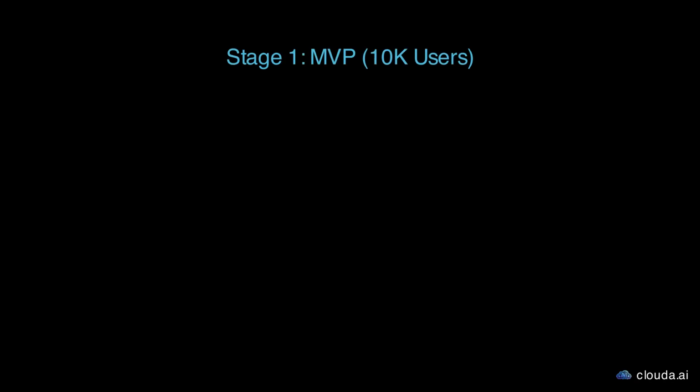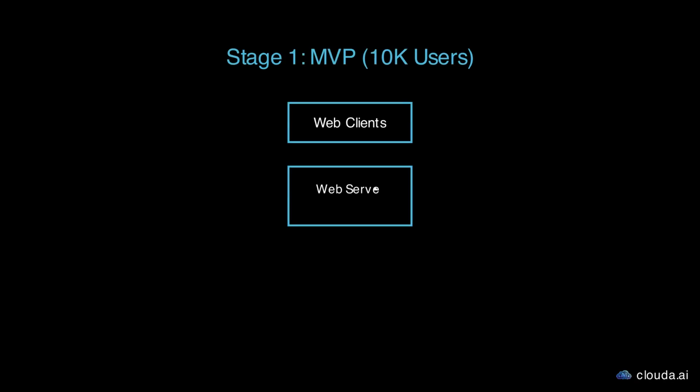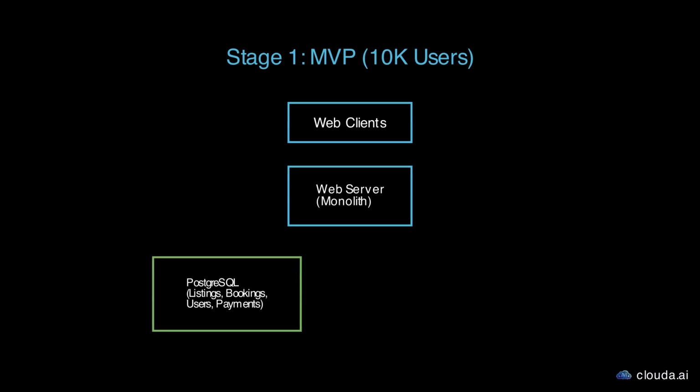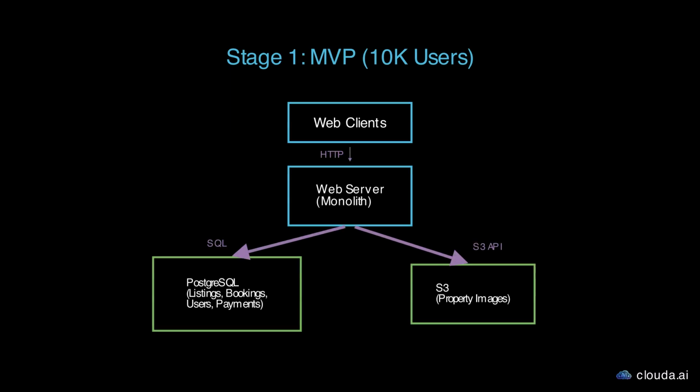Let's start with the MVP architecture for Airbnb. We have a simple monolithic web server handling all requests from web clients. The server connects to a PostgreSQL database that stores everything: property listings, bookings, user profiles, and payment records. We also use Amazon S3 for storing property images.